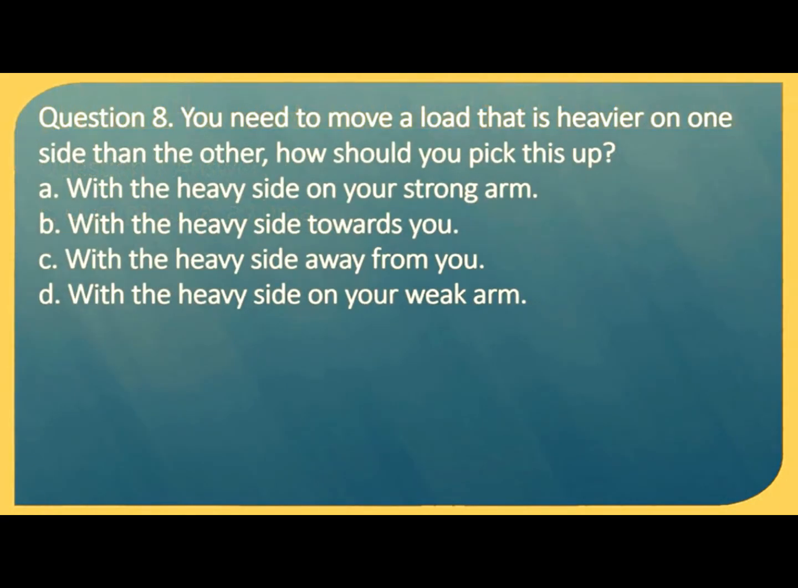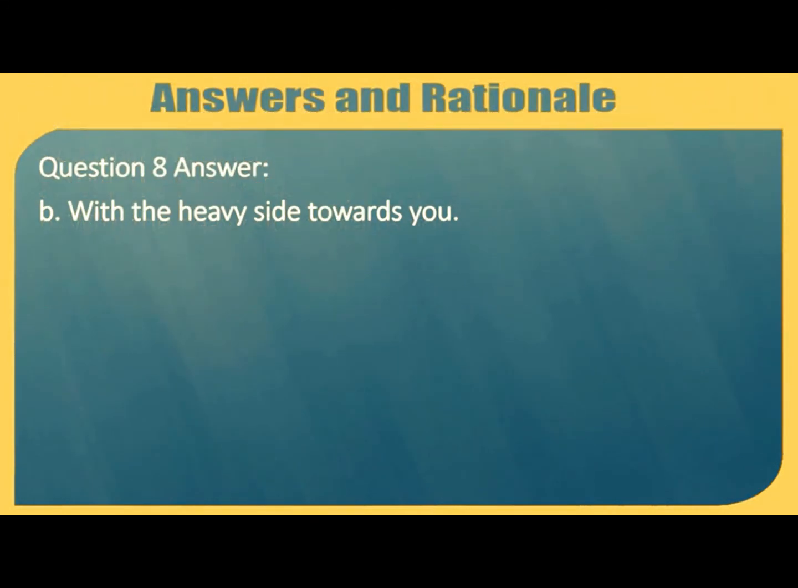Question 8. You need to move a load that is heavier on one side than the other. How should you pick this up? A. With the heavy side on your strong arm. B. With the heavy side towards you. C. With the heavy side away from you. D. With the heavy side on your weak arm. Question 8. Answer B. With the heavy side towards you.